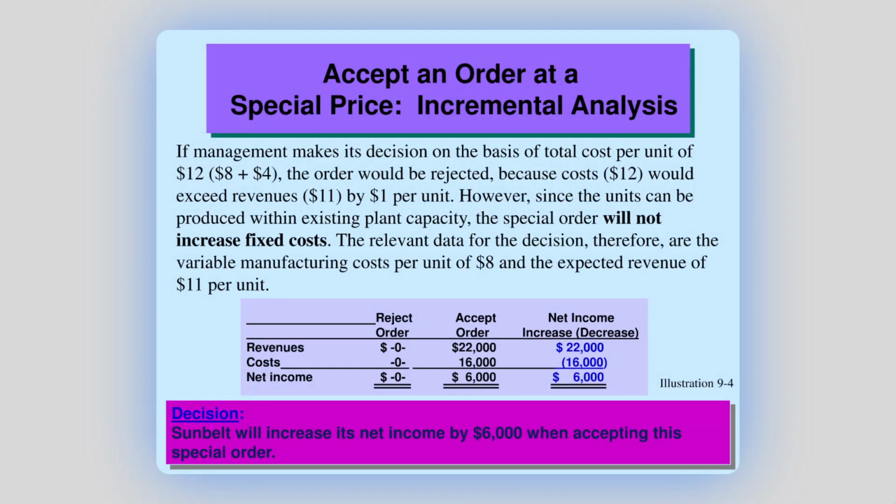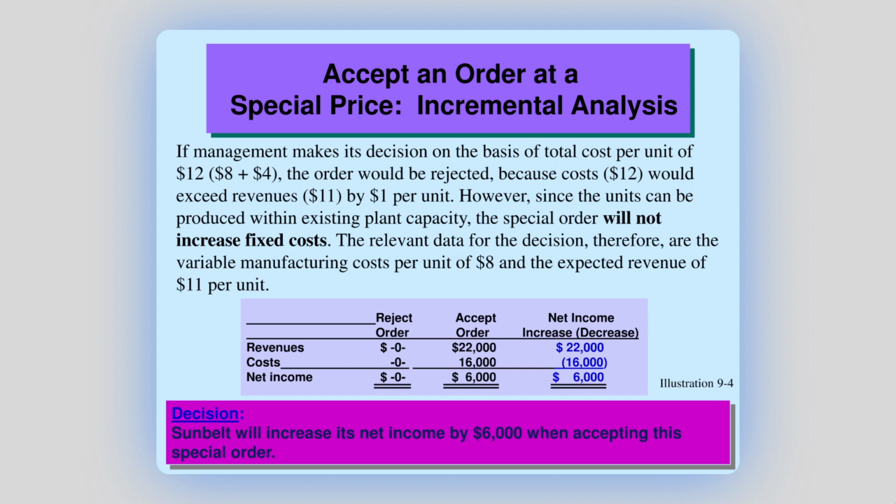Siyempre, class, sa una, okay, so ano ba yung goal natin? Ano ba yung decision? If the management makes its decisions on the basis of your total cost, di ba kanina 8 pesos would be your variable and 4 would be your fixed, 12. Tapos may order coming from a third party at 11 pesos.